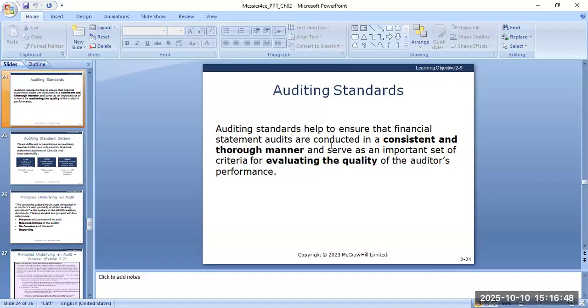Those help to ensure the financial statements are prepared consistently, for the international world and for Canada. And also, financial statements serve as an important set of criteria for evaluating the quality of the performance. That's the standards. So basically, the auditor's performance will be evaluated based on how they're applying the standards and how strictly they follow the standards.